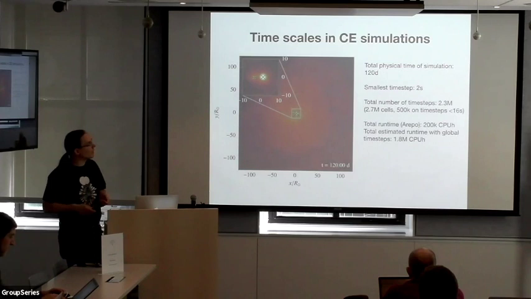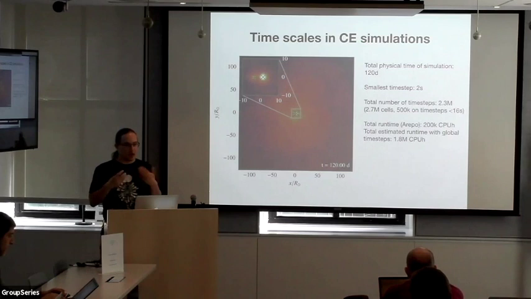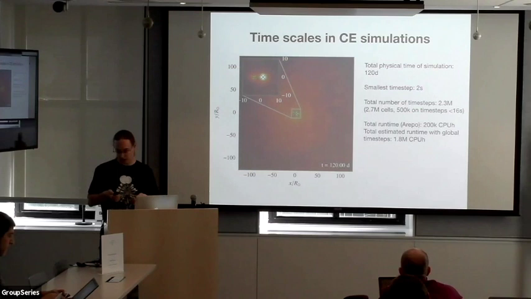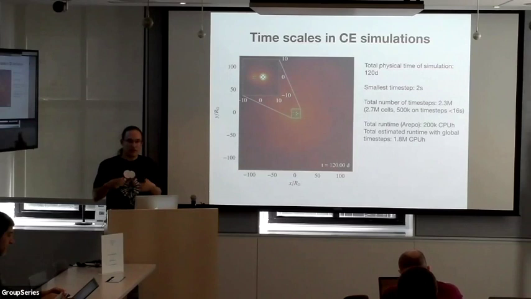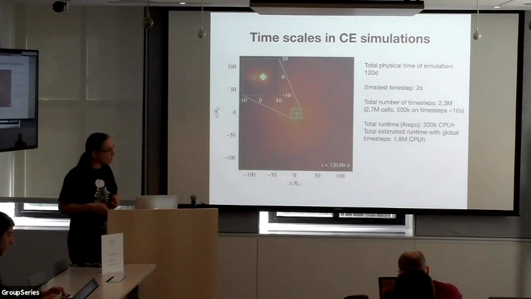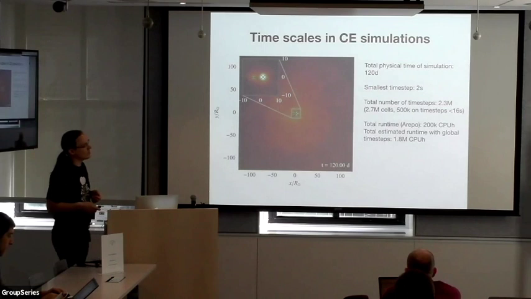The second interesting question, which often comes together with the first but has slightly different reasons, is time scales. Of course, if you have very large scales and very small scales, then the time scale on which these things change and on which you need to evolve these cells is also very different. But the baseline that's interesting is the total simulation time, in this case the 120 days.